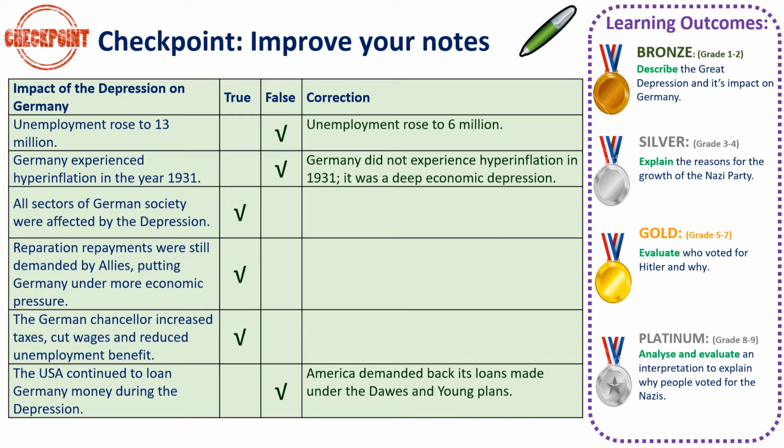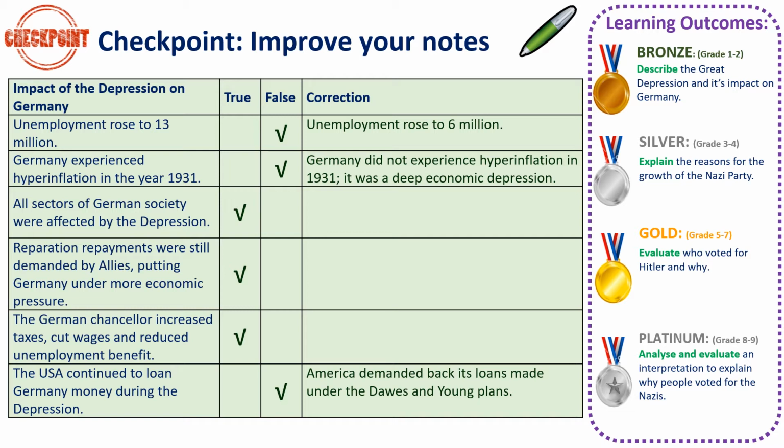All of these next ones are true: all sectors of German society were affected, so everyone was affected in some way, from business right the way down to your average factory worker. Everyone faced some impact. Reparation repayments were still demanded by the Allies, putting Germany under more economic pressure. That's true. Britain and France particularly were demanding that they keep getting money back off Germany, even though Germany itself was out of money, because Britain and France also needed money to deal with the depression they were facing.